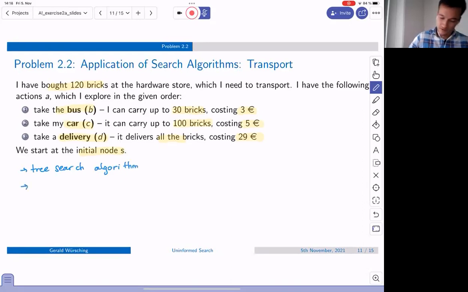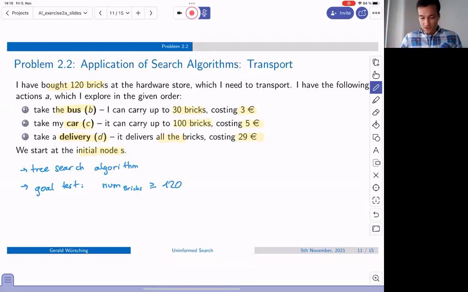And the second thing we're going to try to define is what our goal test looks like. So maybe somebody has talked about this already and can write it in the chat. How do we know we've reached our goal? Okay, n equals 0. Yes, I think you all mean the same thing. So it's basically number of bricks transported has to be greater or equal than 120, because then we know we have transported all bricks home and we've reached our goal.